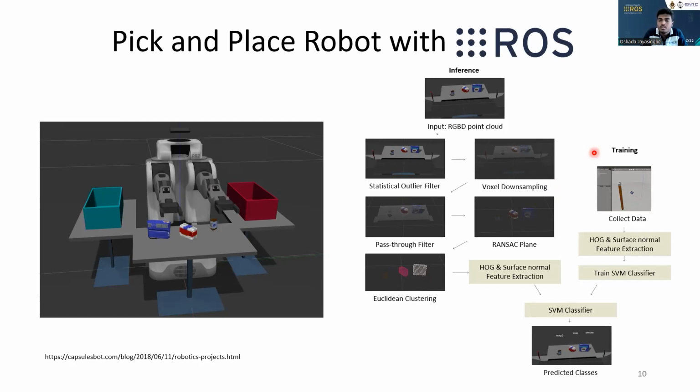On top of those features, an SVM, or support vector machine classifier, is trained, and this trained classifier can then be used to identify new objects. That is happening in the inference part. The RGB depth point cloud is taken, and some pre-processing techniques such as filters, downsampling, and clustering algorithms are applied. Then the features are extracted again, and when those are sent through the trained SVM classifier, the class is identified, and based on the class, the robot can actuate its arms and put the right object in the right bin.